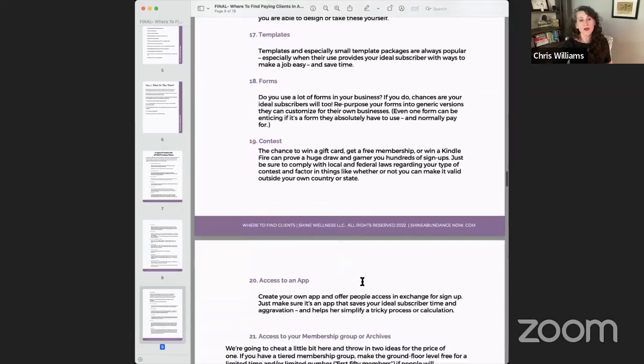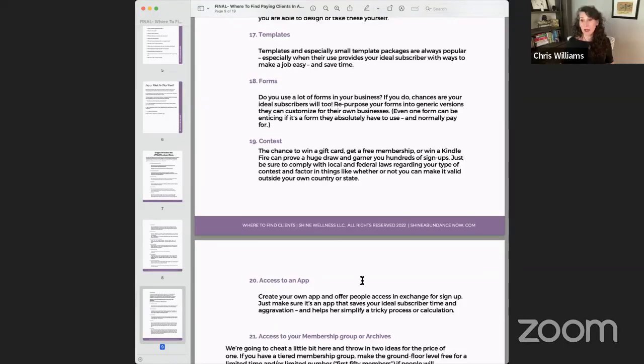Contests are great too. Think about a chance to win a gift card or a free membership or a Kindle Fire or an Amazon card or coffee at Starbucks or whatever. Double check the federal laws regarding your type of contest, but you can also take a look at how you could use a contest to invite people into your ecosystem as well. That goes well when I think about memberships. I'm not talking about $47 a month memberships. I'm talking about bringing people into your ecosystem, into your Facebook group.